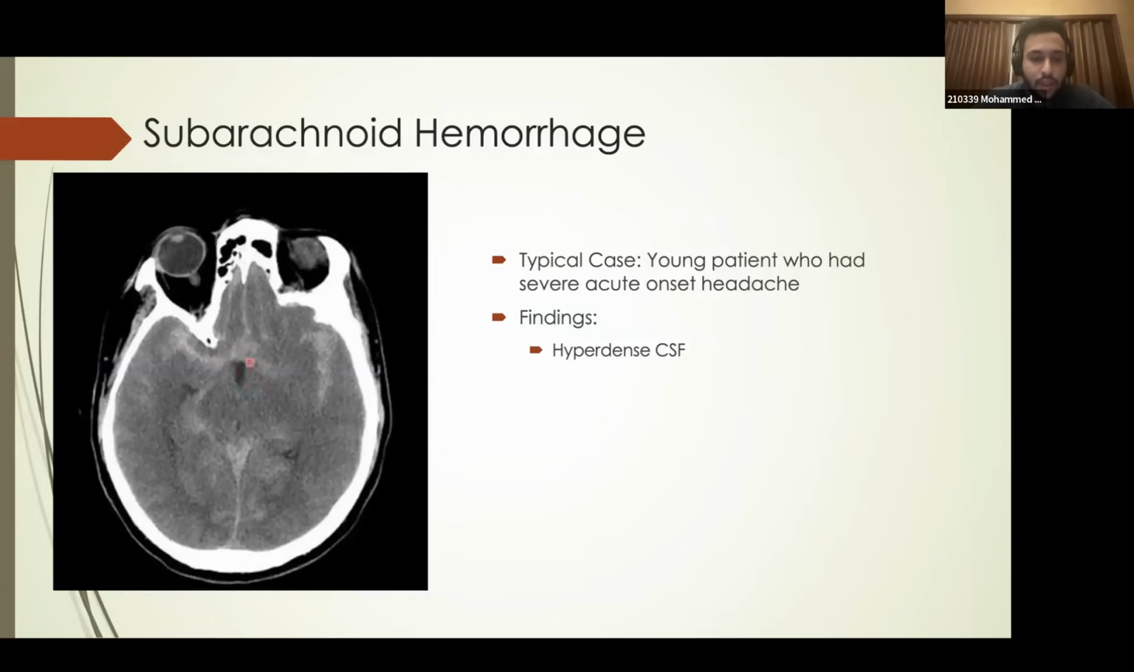You can see this over here and over here, and you can see some bleeding over here. All that I'm highlighting is basically the distribution of the subarachnoid hemorrhage. Okay, and it's typically spider shaped or whatever they call it, but pretty much it just follows the subarachnoid space. The common presentation, you guys took neuro, so you probably should already know this: a young patient who just had a severe acute onset headache, the thunderclap headache. Okay, so that's how you can tell subarachnoid hemorrhage on CT.